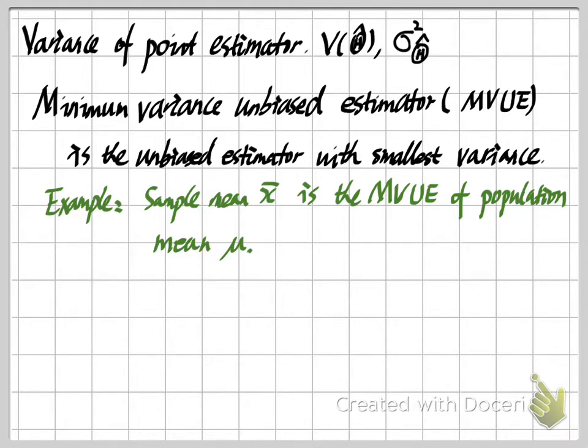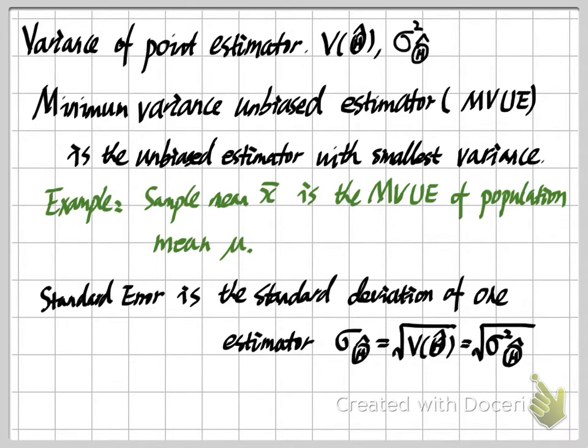So the standard error is the standard deviation of an estimator, and this is just the square root of the variance of the estimator. We will denote this by sigma sub theta hat, where theta is a capital theta with a hat. Okay, so this is the standard error of our estimator.